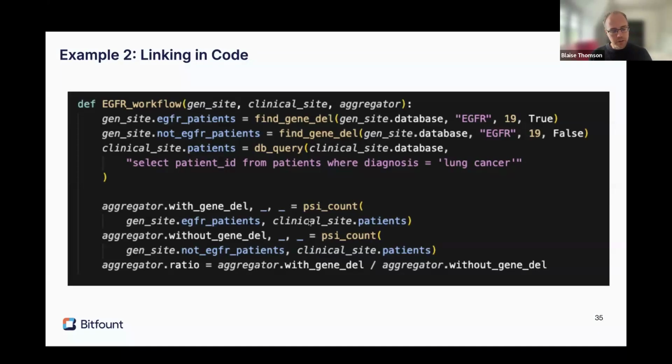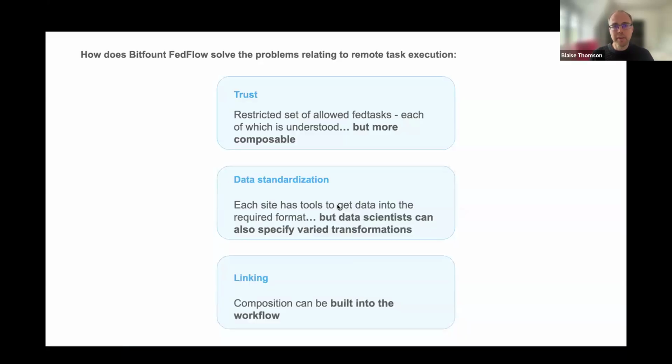Okay, so what does that all do for us? What we now have is an approach that I think is a little bit more flexible. We already had this framework where we have quite a restricted set of federated tasks, each of which is quite understood. But this new approach is quite interesting because it's potentially much more composable, much more flexible in what can be done with it.